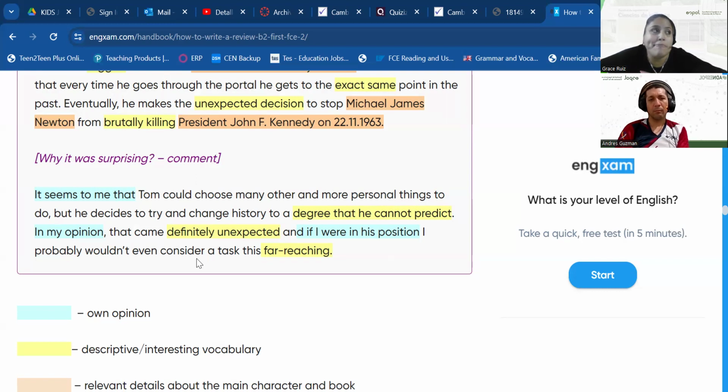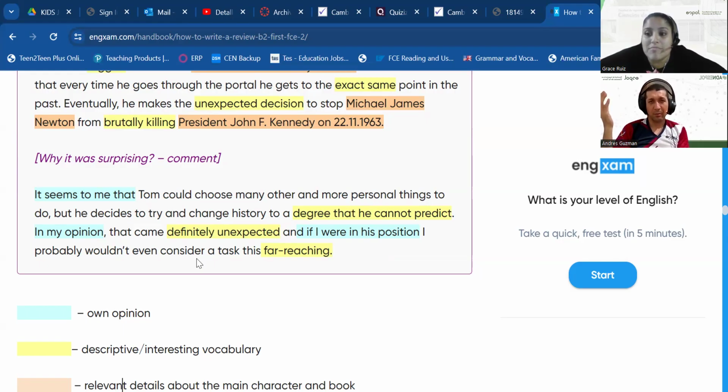So, a time-predicting activity. It's an activity that predicts time. Se me ocurre. What is the meaning of far-reaching? Something that reaches far. In this case, I probably wouldn't even consider a task that is this far-reaching, a task that reaches this far. In this case, they're talking about the fact that the person went up and changed history. Because it changed that President John F. Kennedy was not killed.